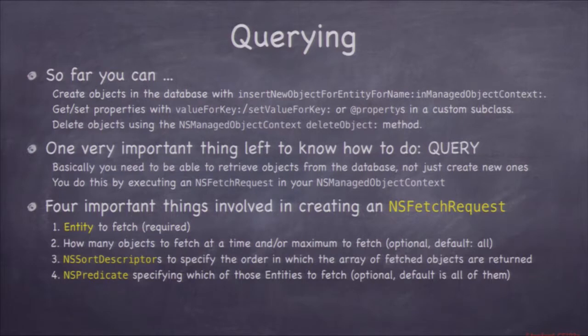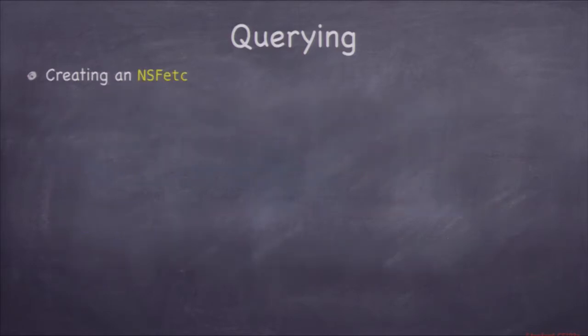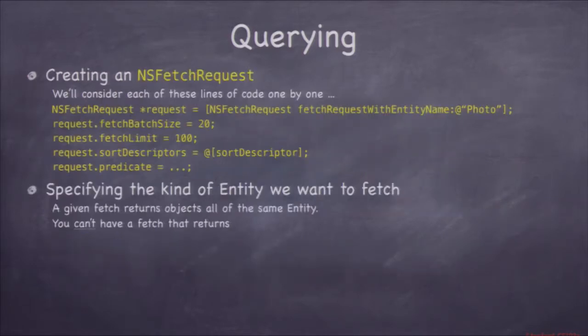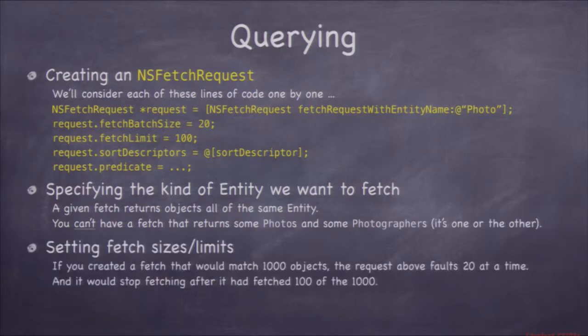Which photos? Which photographers? Okay, so let's look at these four things. Here's what a fetch request looks like. You create it with a fetch request with entity name. That tells you what you're fetching out of there. And then you can set things like the batch size and the fetch limit. They're just properties on the request.